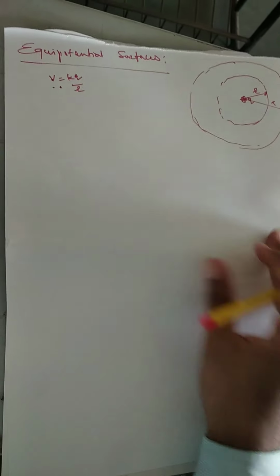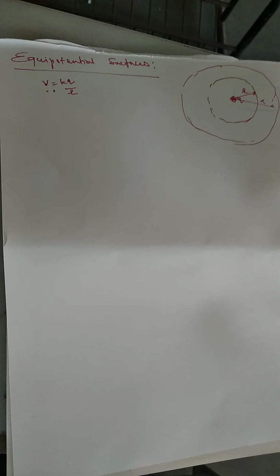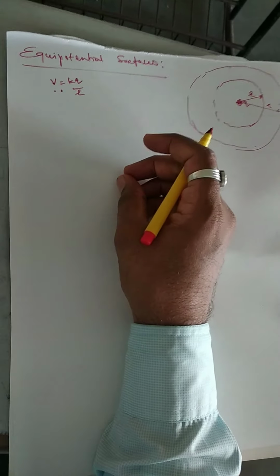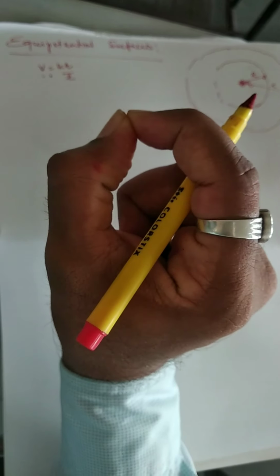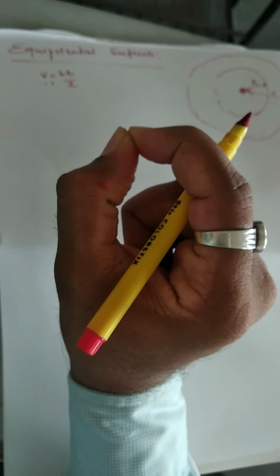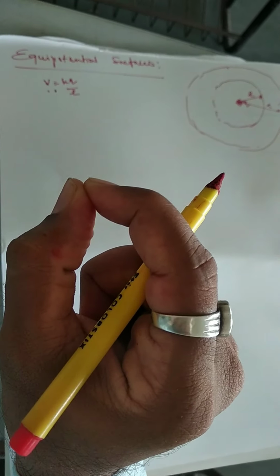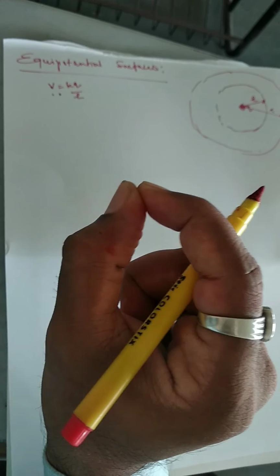Good morning, students. Today we'll see about your next topic, that is equipotential surfaces. So just to explain the concept of equipotential surfaces, suppose this is a small charge Q, and because of this small charge, we will see the effects of that charge in the surrounding atmosphere.